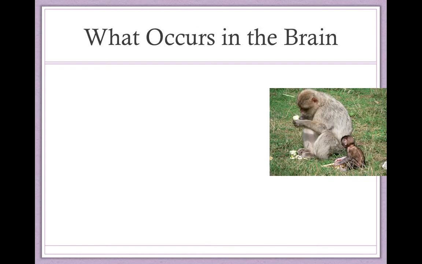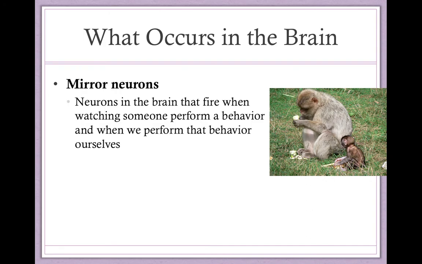So, what is happening in the brain when all of this is occurring? That's kind of crazy stuff, right? Like, we can just see someone doing something and know that we shouldn't do it ourselves, or we should do it ourselves. So, we've actually found these specific types of neurons that might be responsible for this, and they're called mirror neurons.